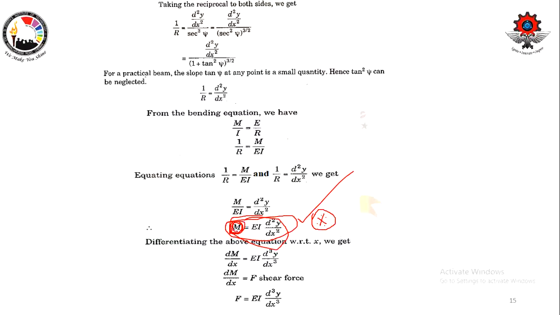M by EI is equal to d square y by dx square. M is otherwise called moment, right? With this moment equation, if you have a beam, suppose it is a simply supported beam, and some load is applied here, and you make an equation with respect to moment, you are going to find a moment equation. That moment equation and this moment expression are going to be equated, and from that this d square y by dx square we are going to integrate.